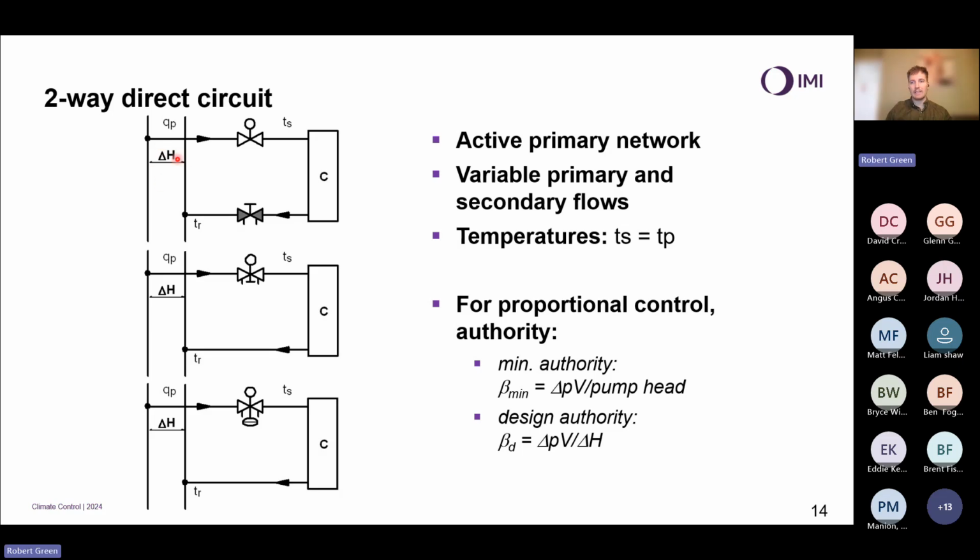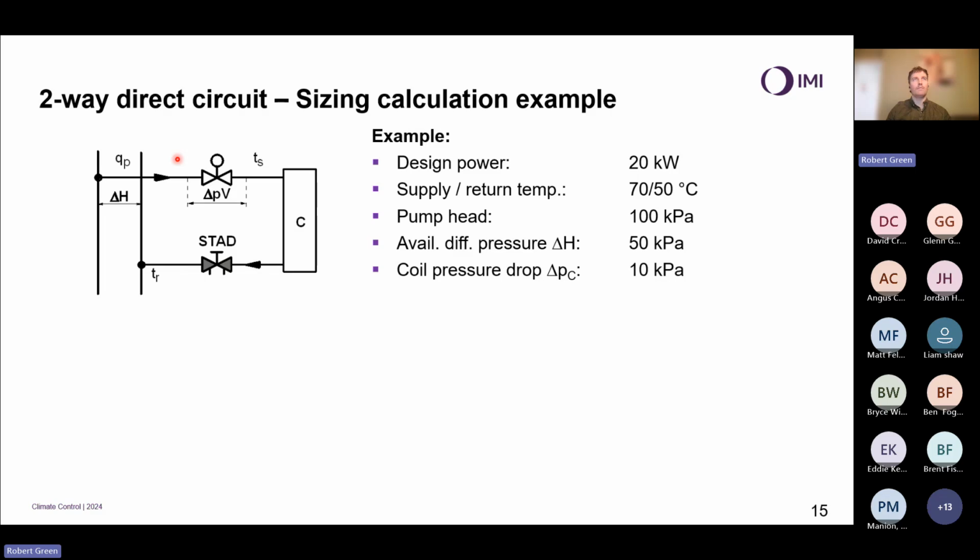So let's look at a sizing example for two-way direct circuits. In this example, we are looking at a heating example, a design power of 20 kilowatts with a supply temperature of 70 degrees C and a return temperature of 50 degrees C. A pump head of 100 kilopascals, an available differential pressure of 50, i.e. at design conditions, 50 kilopascals has been lost in the primary network before it got to this particular device, and a coil pressure drop of 10 kilopascals.